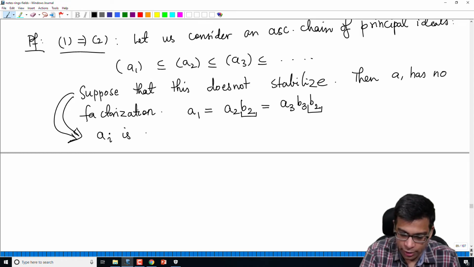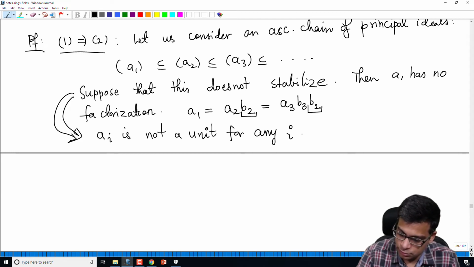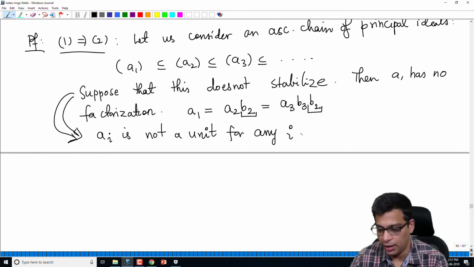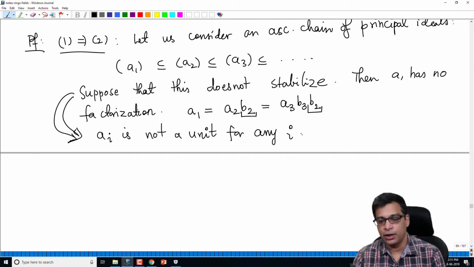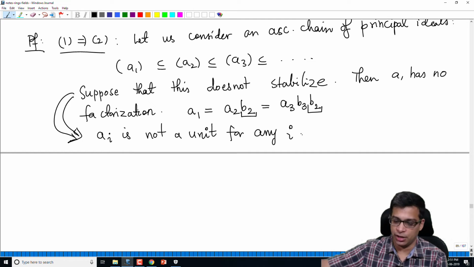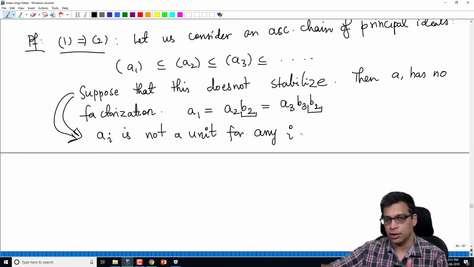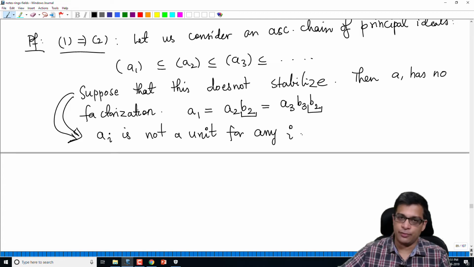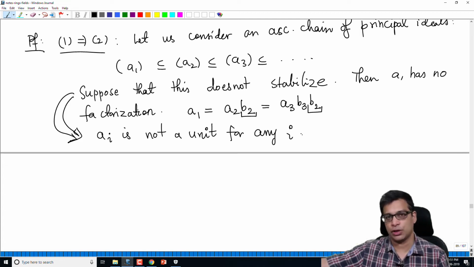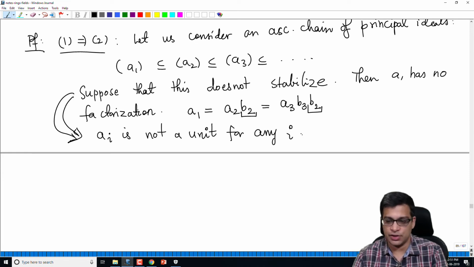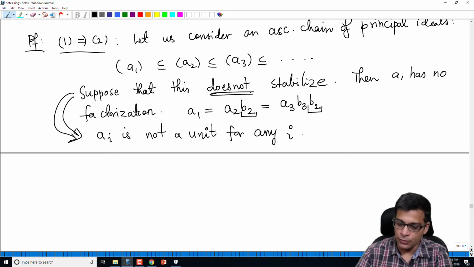And remember, if this chain does not stabilize, this implies A_i is not a unit for any i. If A_i is a unit for some i, the ideal generated by A_i would be the unit ideal, which is equal to R. So beyond that, everything is the unit ideal. That means the chain has stabilized. Stabilizing means after some finite stage, they are all equal. So if A100 is a unit, the ideal generated by A100 is R. That means A101 is also R, A102 is also R. So beyond the 100th stage, everything is R. But then the chain has stabilized, which we are assuming has not happened.